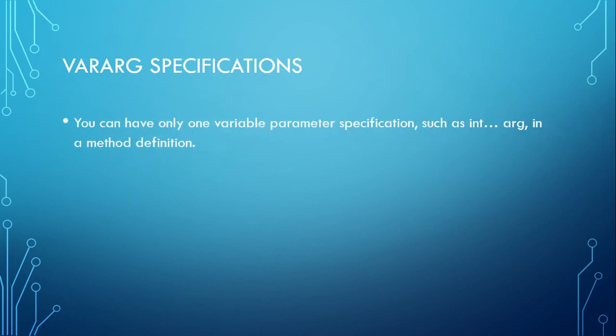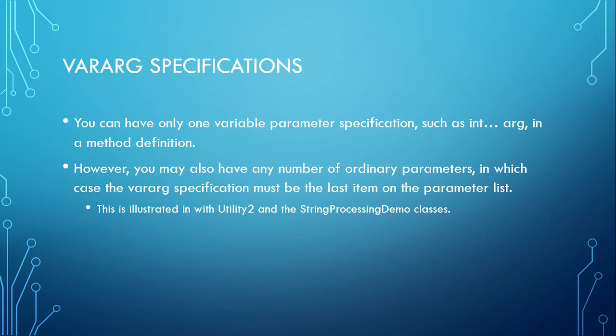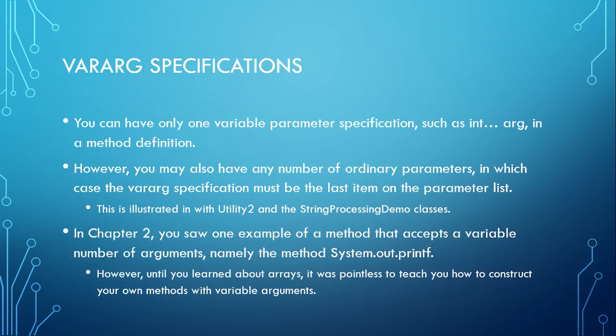Now you can only have one variable parameter specification, such as int... args, in a method definition. Can't have more than one. However, you can have any number of ordinary parameters, in which case the varargs specification must be the last item on the parameter list. All right, and this is illustrated with the Utility2 and StringProcessingDemo classes.